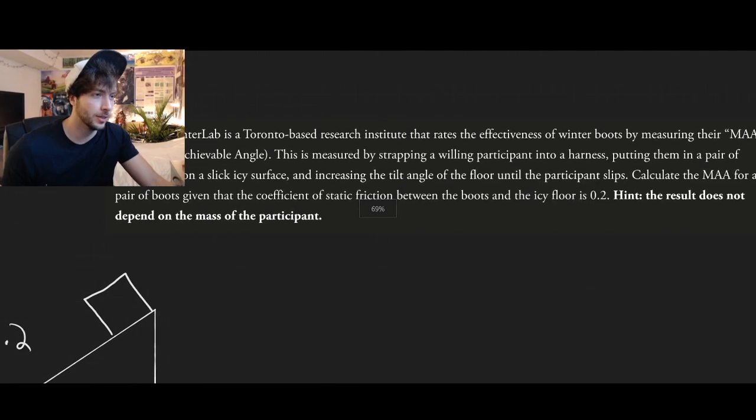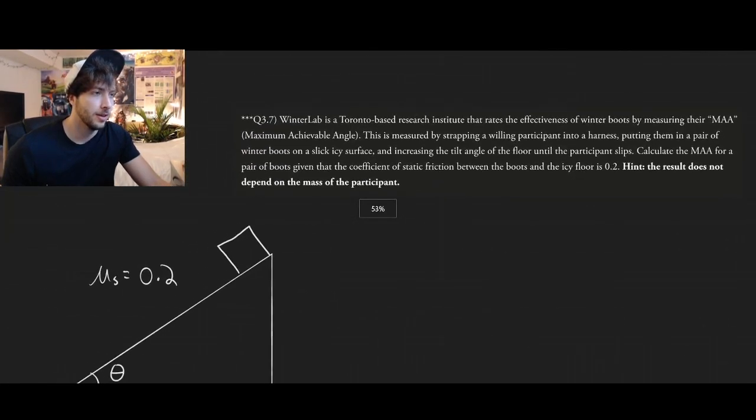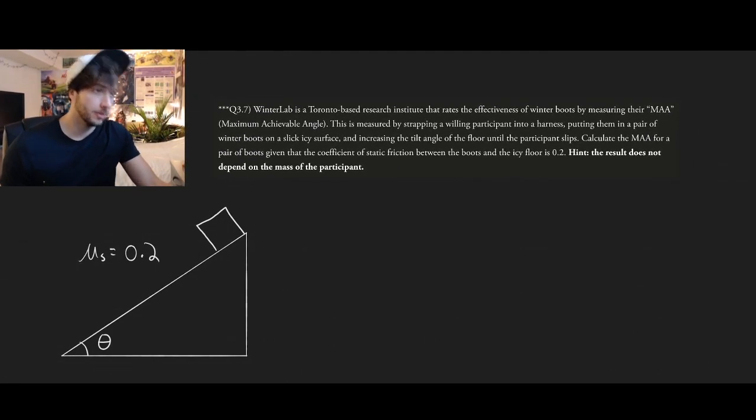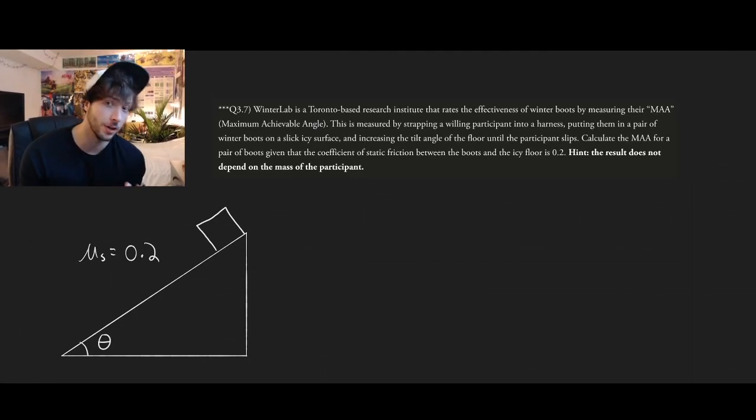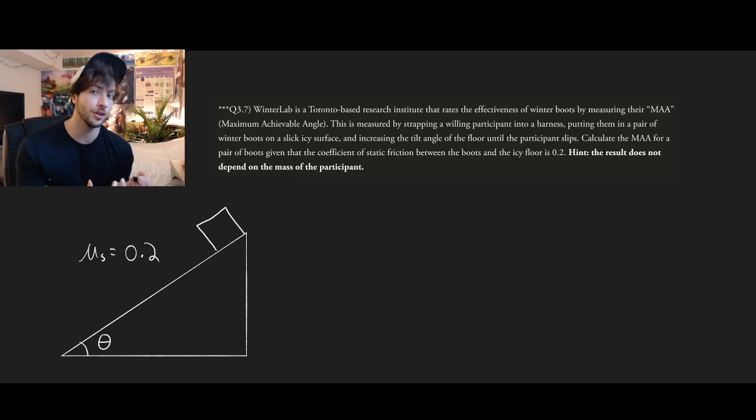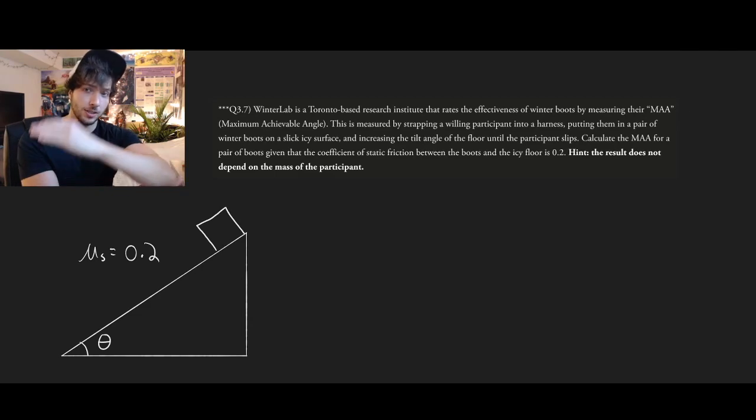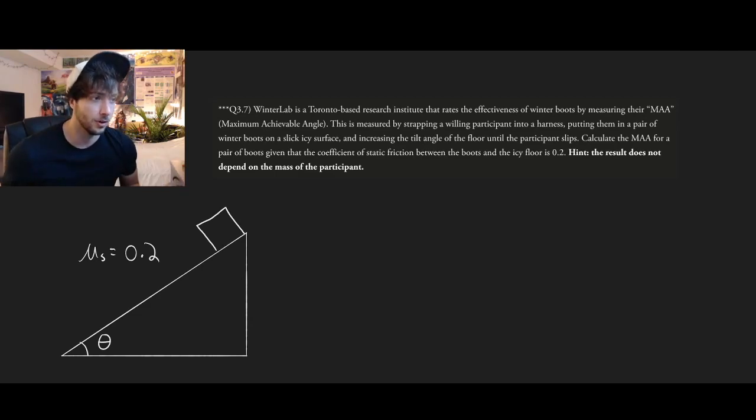Okay, so to break the problem down for you a little bit, there is a lab, I believe it's associated with the U of Toronto, and what they do is they try and give star ratings to winter boots. They want to see how good a particular pair of boots is at not sliding on ice. So they have an icy floor in a lab that has a couple of pistons on one end, and they can actually change the angle of the floor.